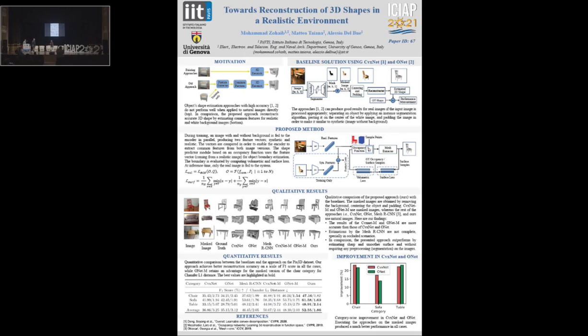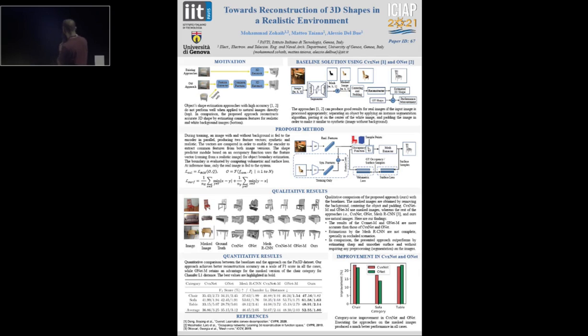Hello everyone, welcome back again. So in this work, we are presenting our second work, which is actually the paper we presented in the first year of my PhD. The title of this project is Towards Reconstruction of 3D Shape from Realistic Environment. What we found in the existing literature is that the existing approaches reconstruct 3D shape from synthetic images, and they are very good for synthetic images, but when we try to test them on realistic images, they fail.